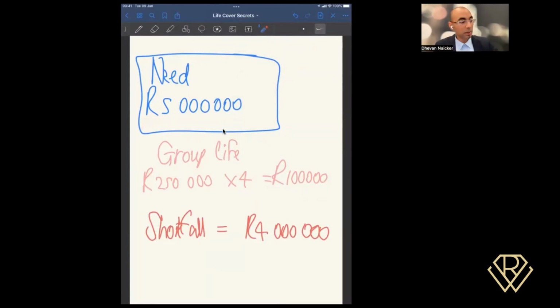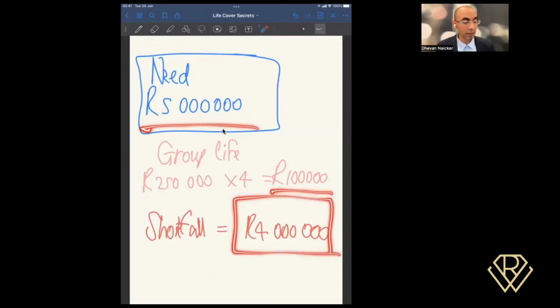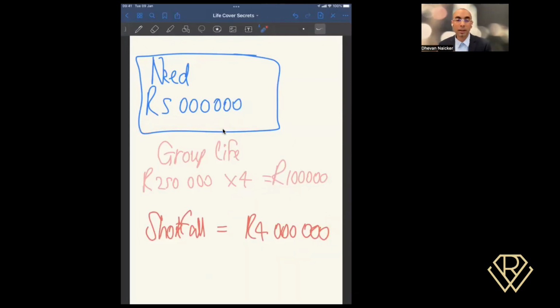So what you want to do is be mindful. This is what your need is. You have to understand the need, deduct the group life cover. The balance of that is what you then want to finance.